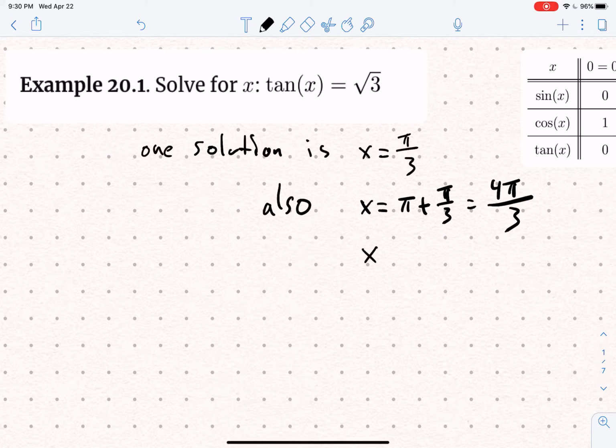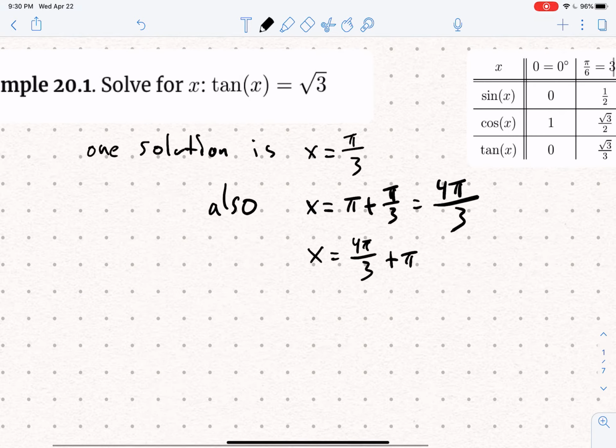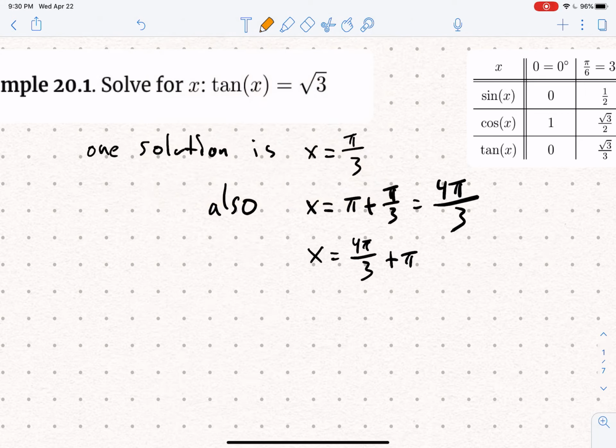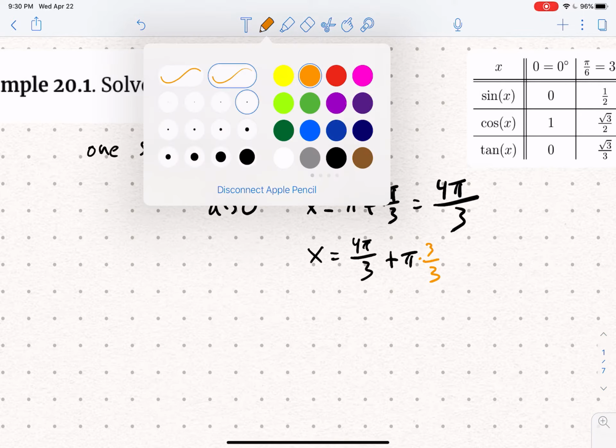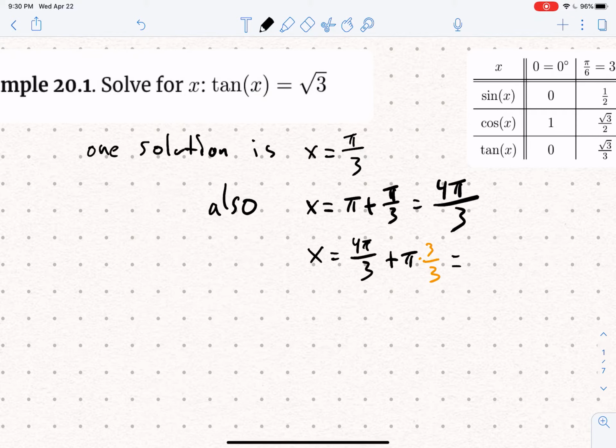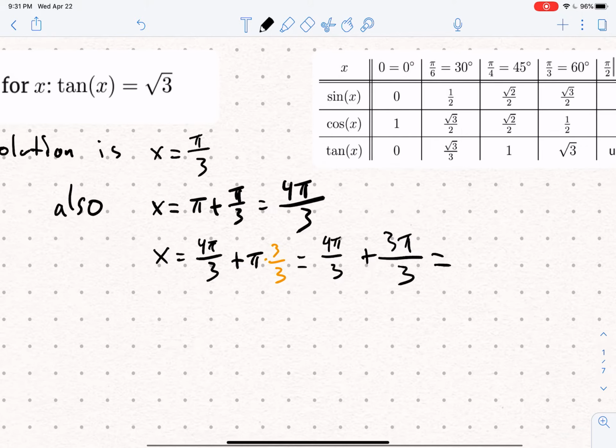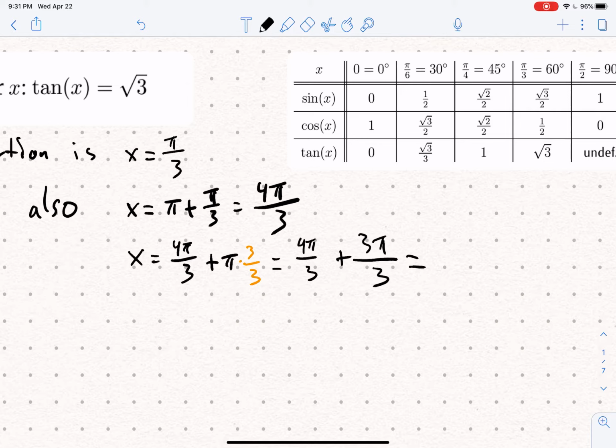This other x is, well, we had 4 pi over 3, and we were adding pi. Just to go through the steps so you can see it here, if we want to add these two together, the first one is a fraction, the second one is not, so we multiply the second one by 3 over 3. That gets us a common denominator. And this is going to get us 4 pi over 3 plus 3 pi over 3. And we can add them together now with the same denominator. 4 pi plus 3 pi is equal to 7 pi over 3. So we now have another solution, 7 pi over 3.